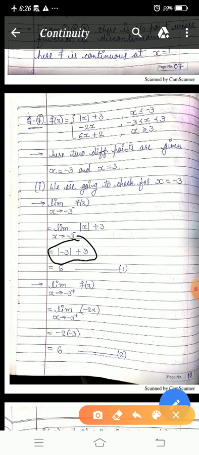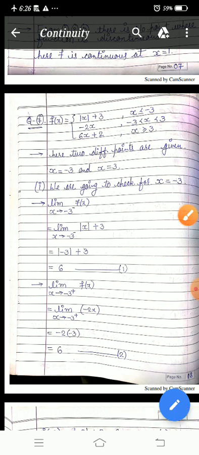Now minus 3 mod, that will be plus 3, and plus 3 as it is, that means 3 plus 3 equals 6. Give that equation number 1. Now suppose we are going to find the right hand side limit for the point minus 3, that is limit x tends to minus 3 plus f of x.